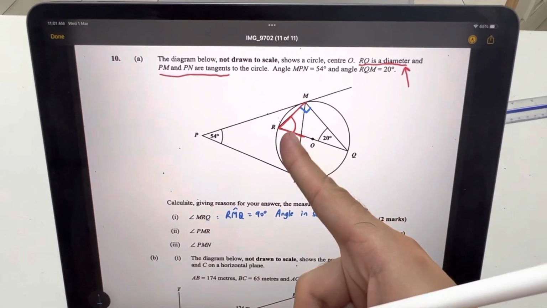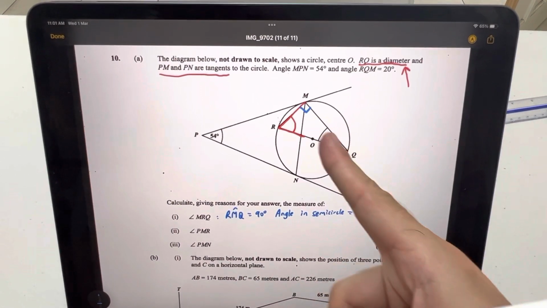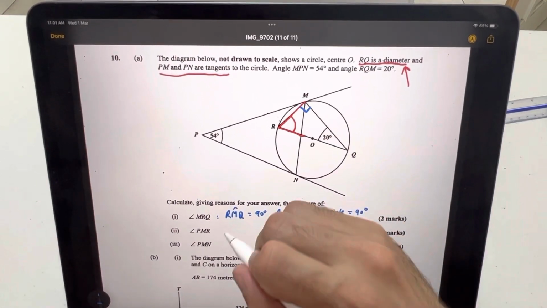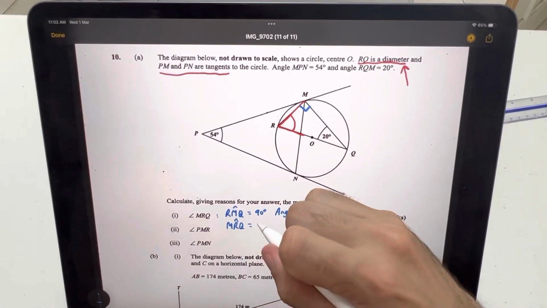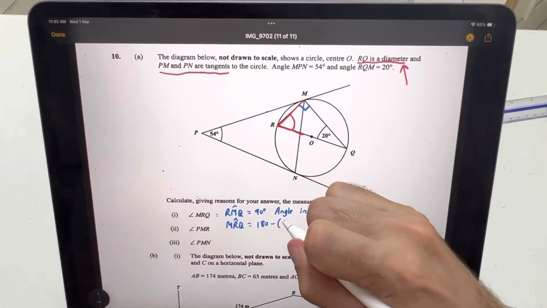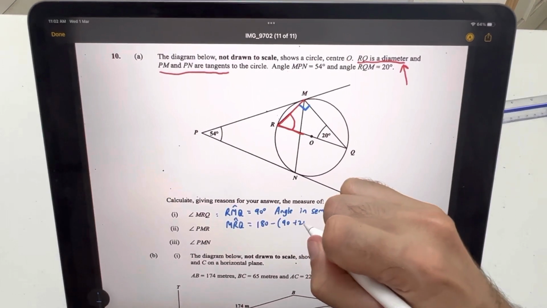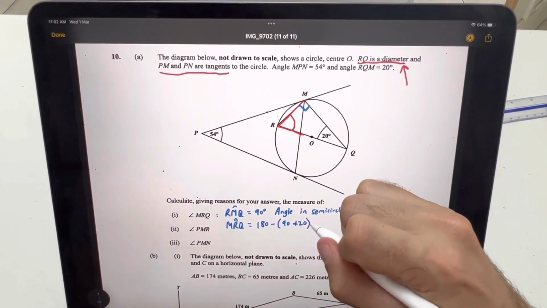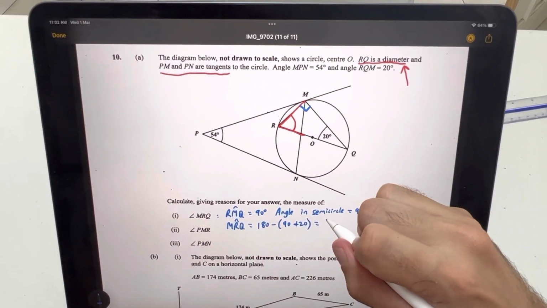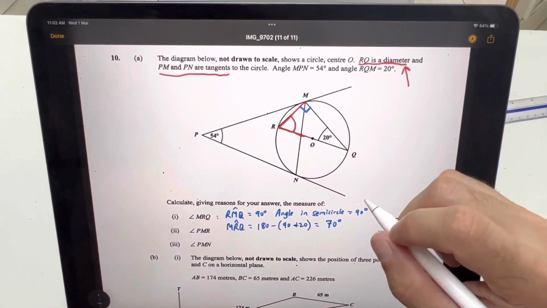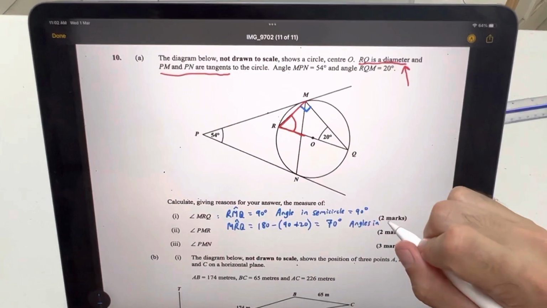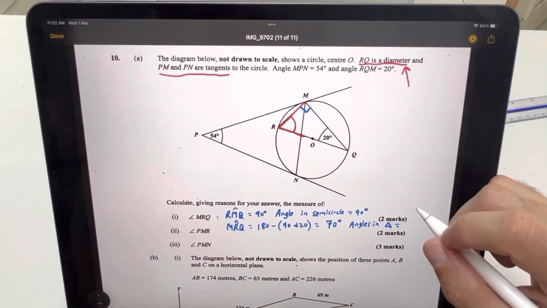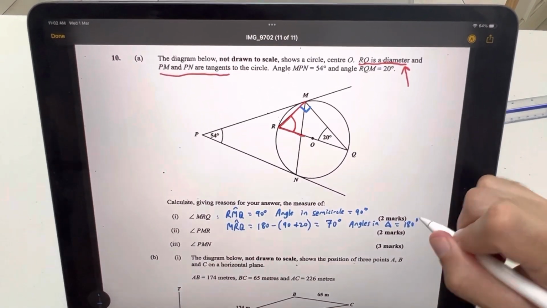Right, and then we could easily work this out because we know the two other angles in this triangle. So angle MRQ is 180 minus the sum of those, 90 plus 20, and we'll end up with 70 degrees. Sum of the angles in a triangle equal 180 degrees. We know that.